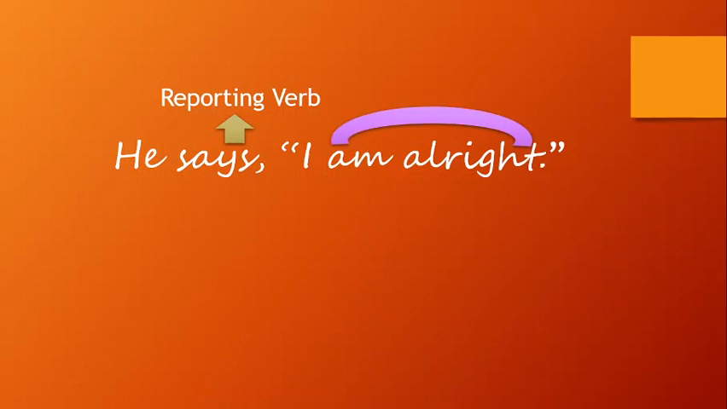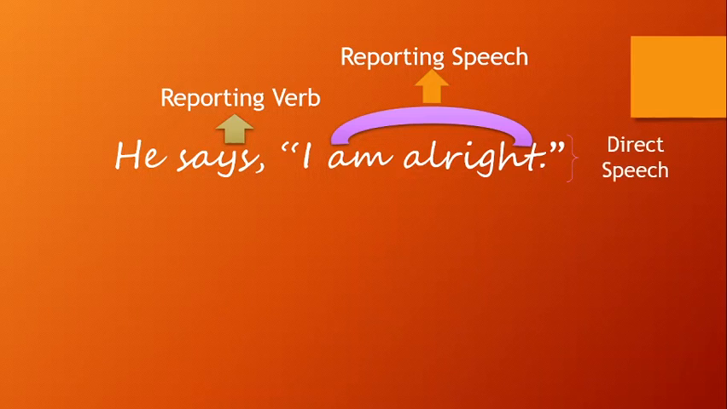And now the quoted portion, this section is called reported speech. All the words within the quotation marks will be called reported speech. And whenever you see a sentence like this, some section outside the quotation portion and some section within the quotation, always know that you have come across a direct speech.